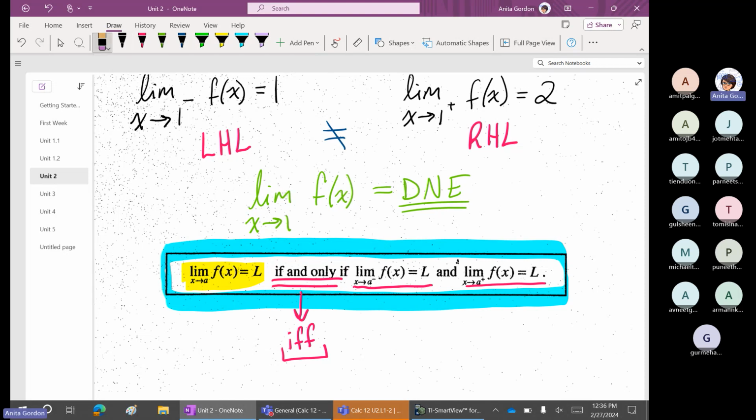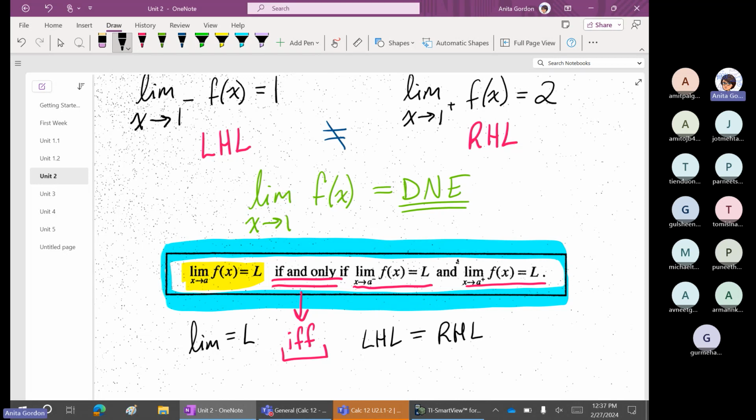Okay, so the limit exists. You can say it this way: the limit exists if and only if the LHL equals the RHL. That's another way you can put it in shorthand. Very important that the two sides match.